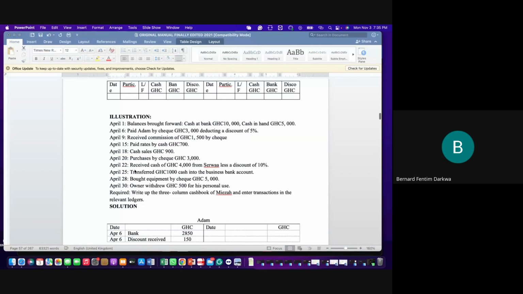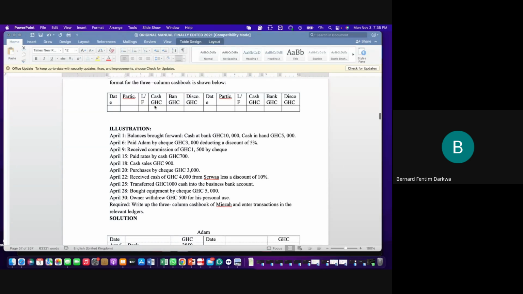You see the format: date, particulars, cash, bank, discount. Here they brought the discount at the end. It doesn't matter. You can also bring it before the cash and bank. The most important thing is that you show the discount columns.